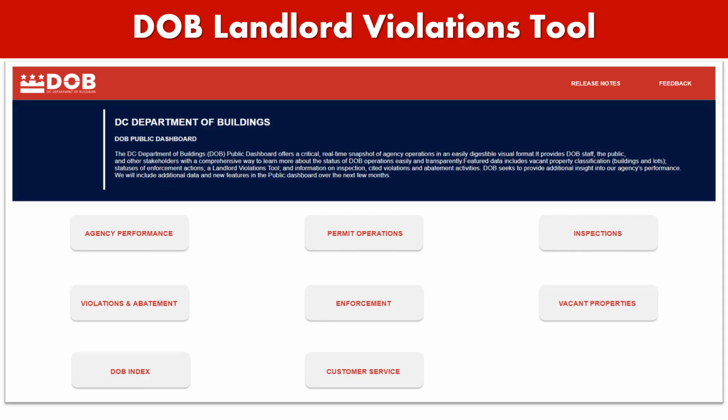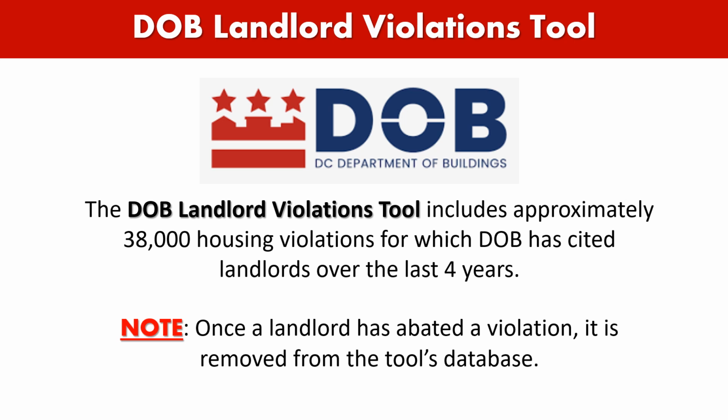The Department of Buildings Landlord Violations Tool. The DOB Landlord Violations Tool includes approximately 38,000 housing code violations for which the Department of Buildings has cited landlords over the last 4 years. Note, once a landlord has abated a violation, it is removed from the tool's database.